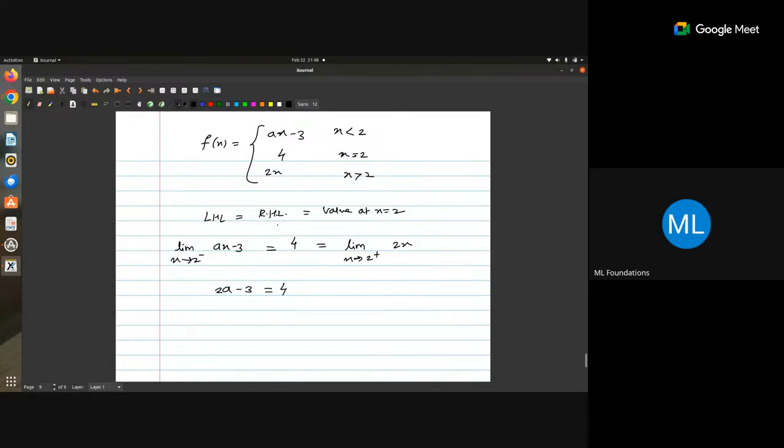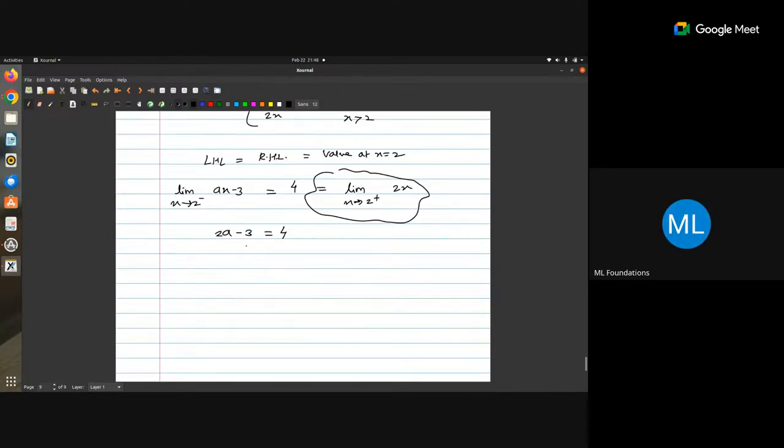I think this is sufficient. We don't need this part now, right? To find the value of a here, correct? Or you can get x equal to 2 from this part only. So here also you can get the 4 value. Doesn't matter anyway, because this part also will give me 4. So 2a minus 3, so 2a equals 7 and a equals 3.5, which is 7/2, right?